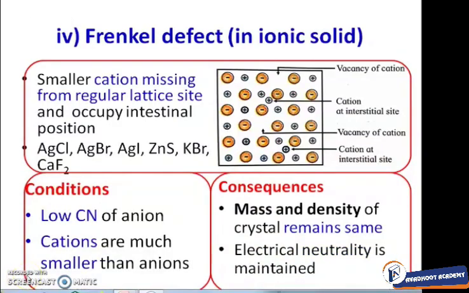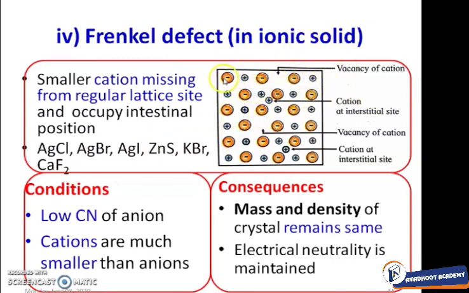Now the second type is Frenkel defect in the ionic solid. In case of Frenkel defect, the smaller cation is missing from the regular lattice site and occupies an interstitial position. Examples: silver chloride, silver bromide, silver iodide, zinc sulfide, potassium bromide, and calcium fluoride. In these solids, there is a possibility of Frenkel defect.